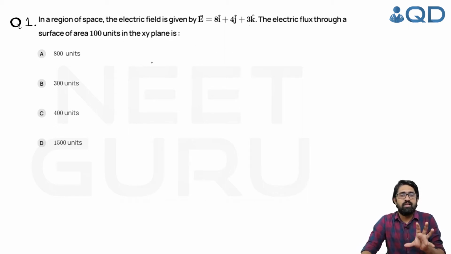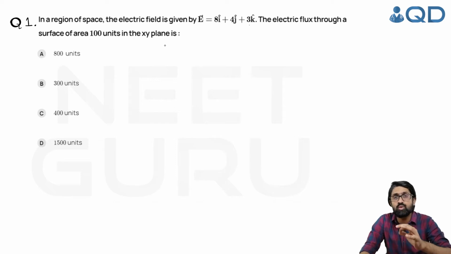Now, the electric field here in this case is uniform. You can see that from the field vector given. And we need to find the electric flux passing through a surface area that is kept on the XY plane. And the area has a magnitude of 100 units.